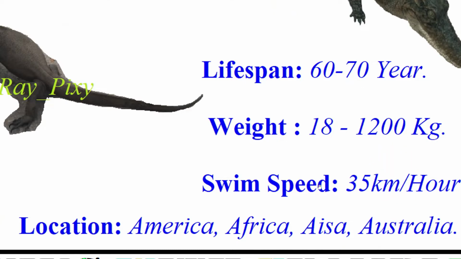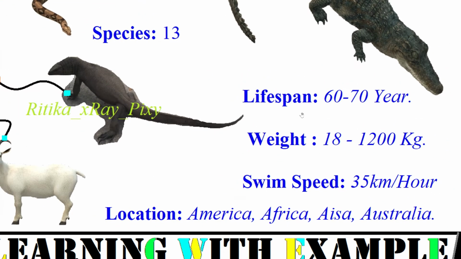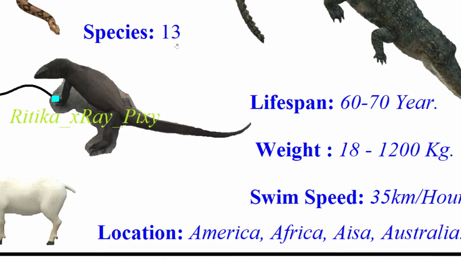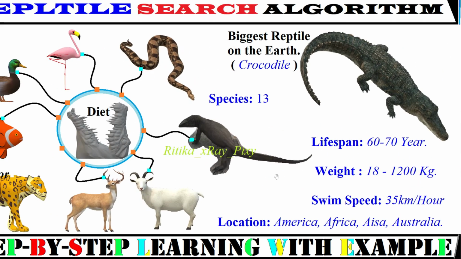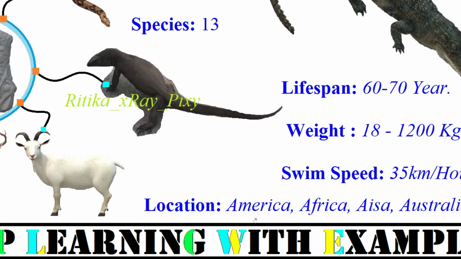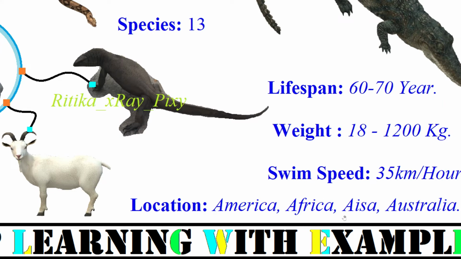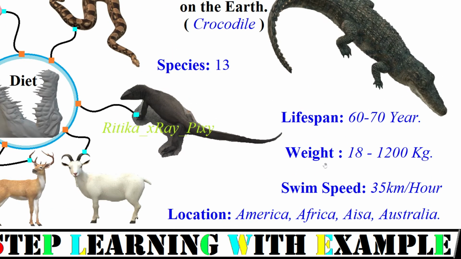Crocodiles are extremely fast in the water. Their swim speed is 35 km per hour and their lifespan is 60 to 70 years or even more, depending on the species. We have 13 different species of crocodiles, and their locations are in America, Africa, Asia, and Australia, but they are not found in Europe.